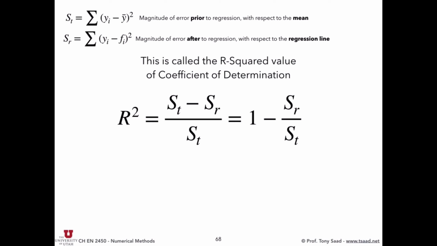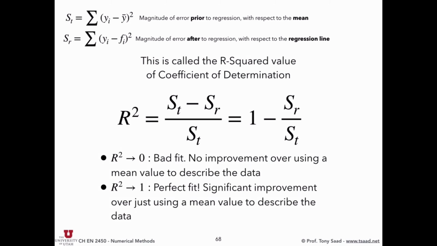And again, if SR is much smaller than ST, it means we reduced the spread of the data by doing regression. Then R squared is going to be close to 1. So that's a perfect fit, a significant improvement over just using the mean value. And if SR is almost the same as ST, so we didn't make any improvement by using regression, then our R squared value is going to be 0. It's a bad fit, right? If SR is almost ST, it becomes 1 minus 1, and you'll get 0.